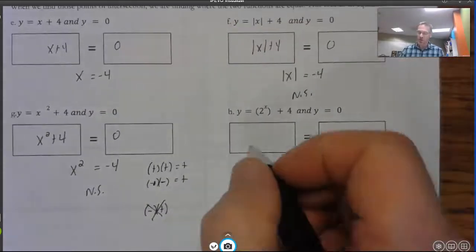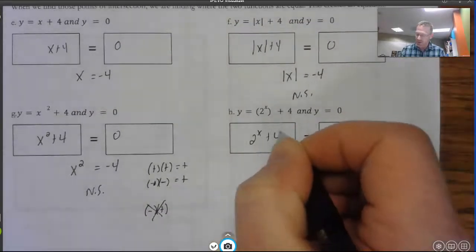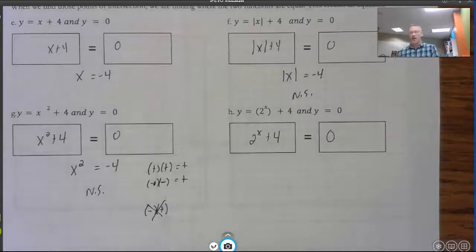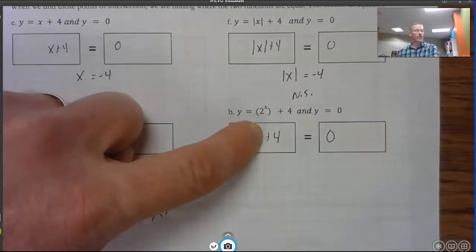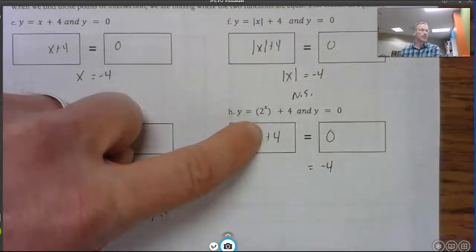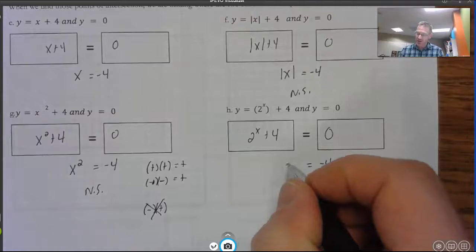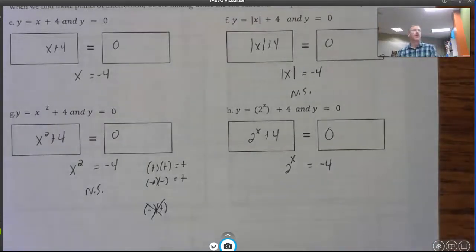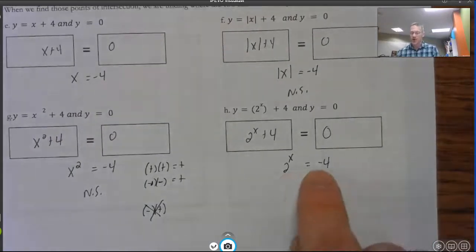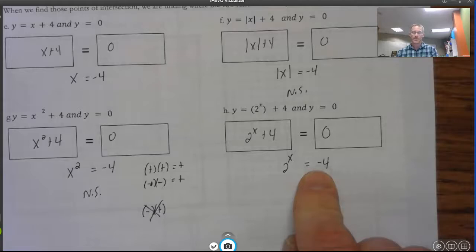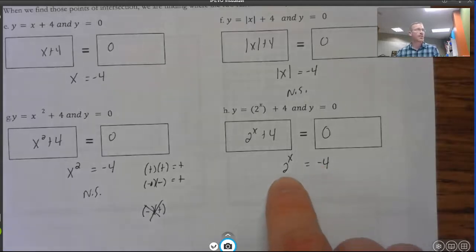All right, keep going. Now once again, what plus 4 is 0? Negative 4. So 2 to the x is equal to negative 4. Once again, an exponential can't be negative. Why, right? Well, what are we multiplying? We're always multiplying positive 2's, right? This is what this is, 2 to the x.